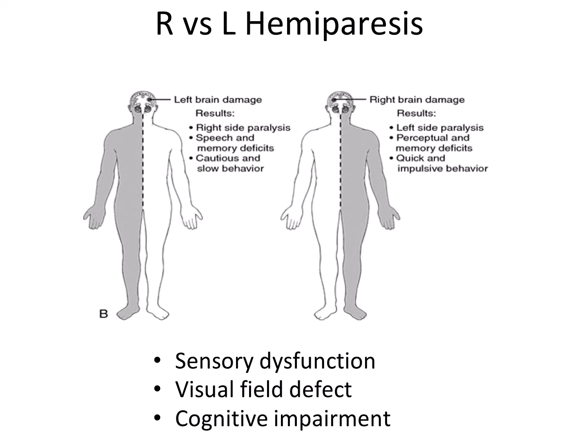Now, on the right-hand side of the slide, you have an individual with left hemiparesis. This is due to right brain damage. Okay, left hemiparesis. This patient population is going to be more apt to present with perceptual and memory deficits. Think about neglect and anosognosia. And they're also going to demonstrate quick and impulsive behavior. This is a dangerous patient population.